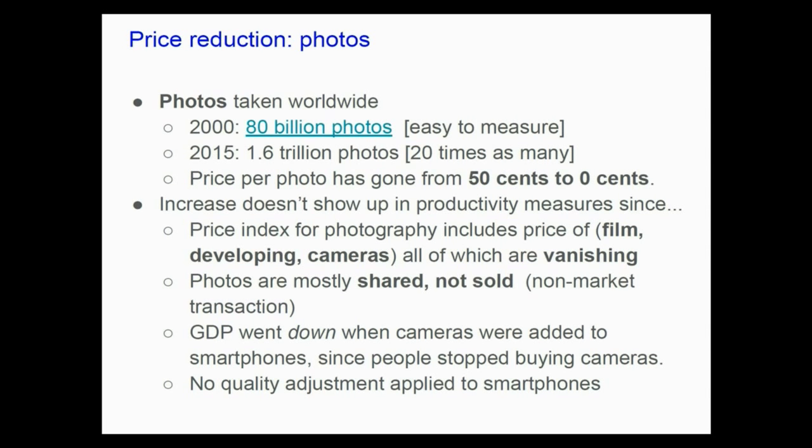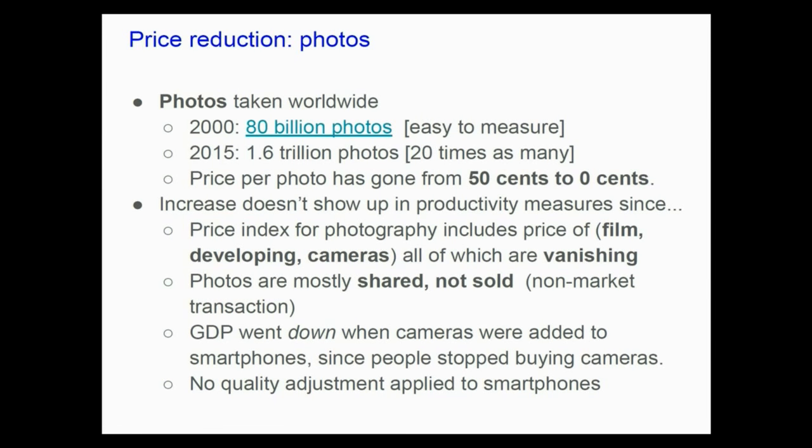Now, the price index for photography, believe it or not, when you go look at the BLS statistics, includes the price of film, developing, and cameras, none of which are used anymore to the first degree of approximation. And photos, indeed, are rarely sold. There is a commercial market in photos, of course, but primarily they're shared. So they have a price of zero as well as a cost of zero. And if you think about it, GDP probably went down when cameras went into smartphones, since people stopped buying cameras.